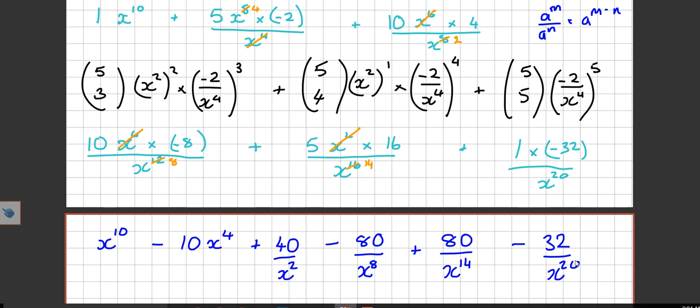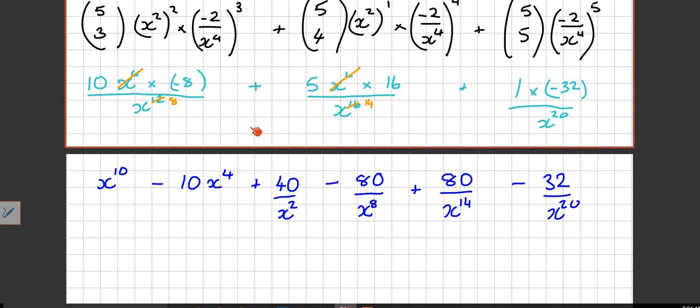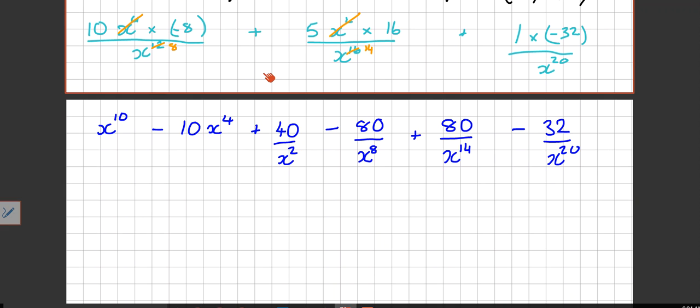Now, I don't know, do they want to simplify further than that? Yeah. So, what do you do when you add and subtract fractions? Make the like denominator. So the denominators have to be the same. Yeah?